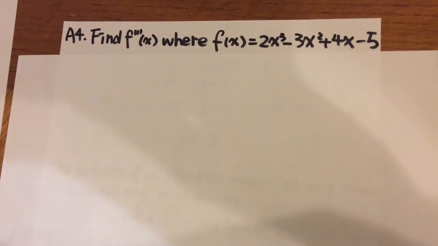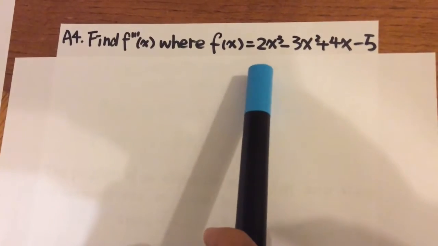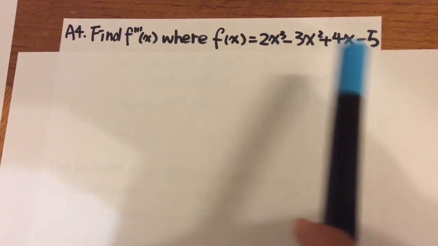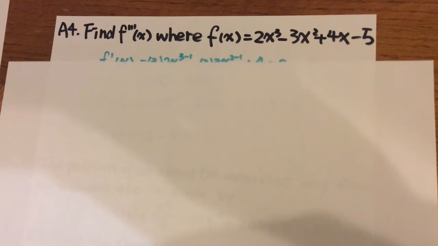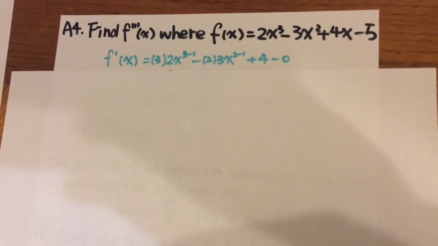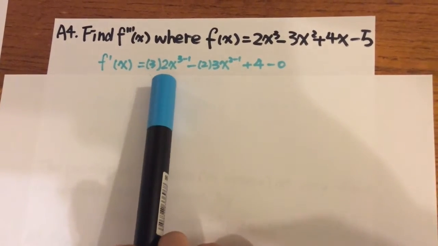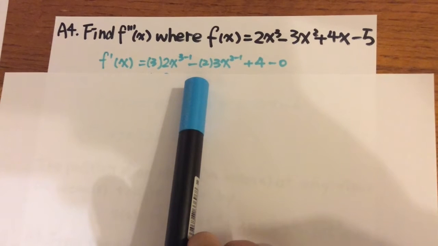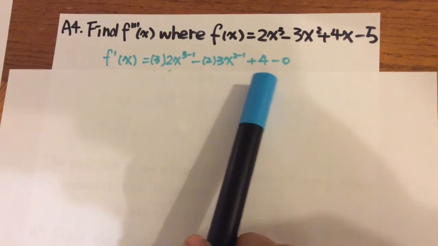Find f triple prime of x where f(x) equals 2x to the power of 3 minus 3x to the power of 2 plus 4x minus 5. This time it is similar to the third question, so we also use the power rule here. First we will find f prime, using the power rule: 3 goes at the front, 2x and the power is 3 minus 1, and minus 2 goes to the front, and 3x and the power is 2 minus 1. Finally plus 3 and minus 0.